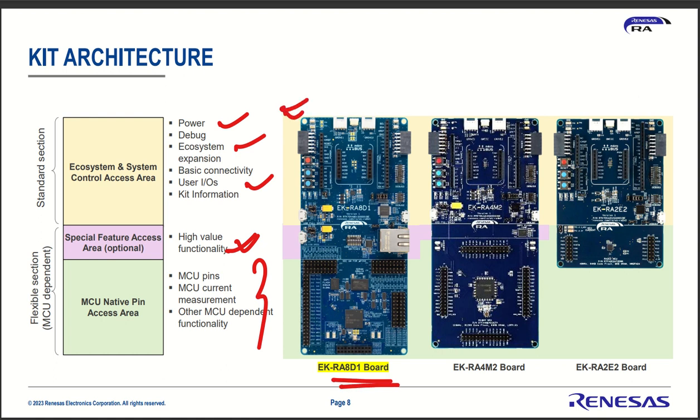Okay, if you want to go ahead, this is a little lower version of the same family, so this is the RA4M2 board, and this is the RA2E2 board. Got it? So basically the RA2E2 board is the lower version with some other microcontroller, then RA4M2, and then the RA8D1 board. So we are actually more interested in the RA8D1, which is newly launched. Got it?